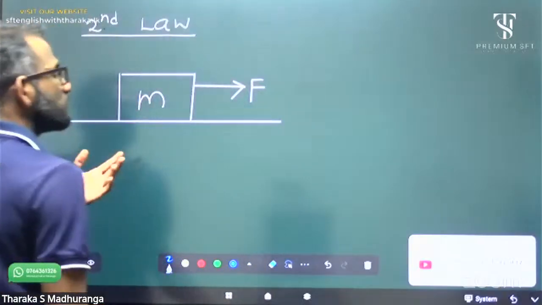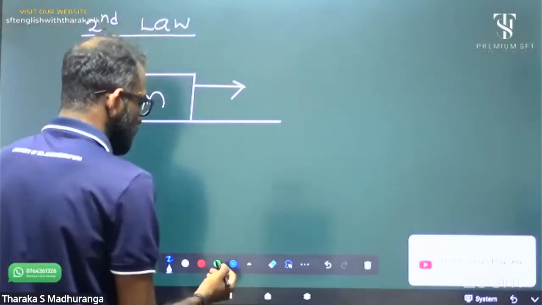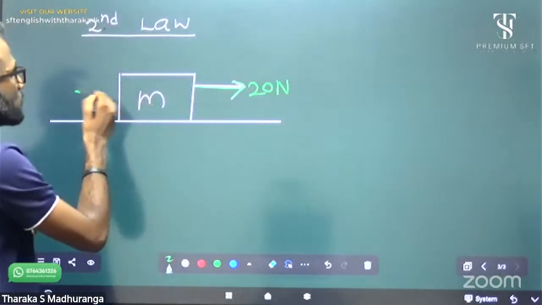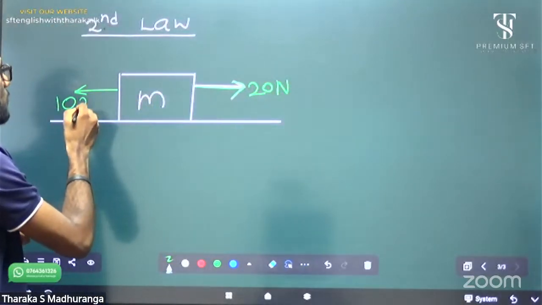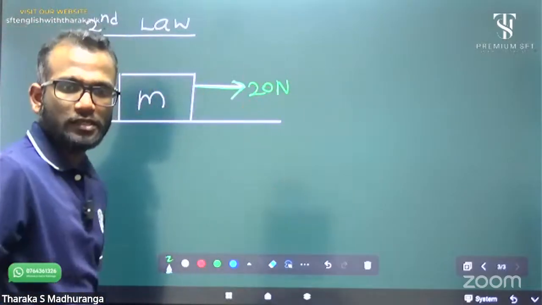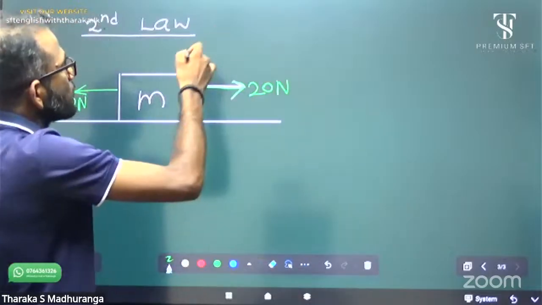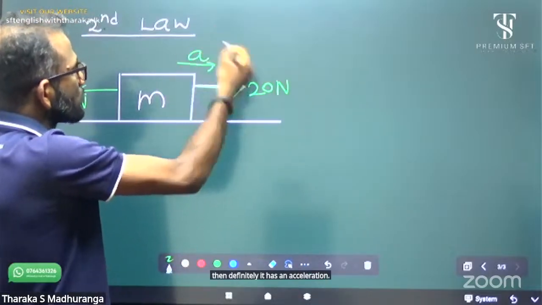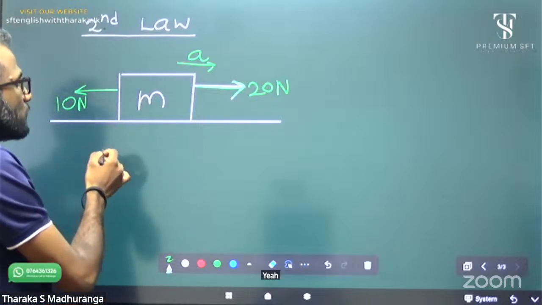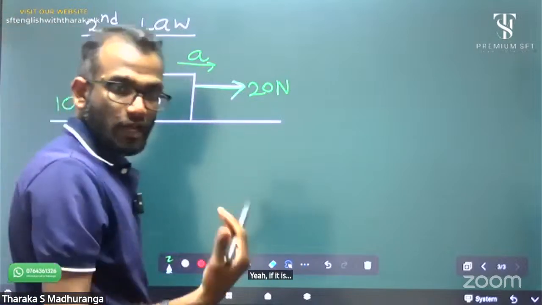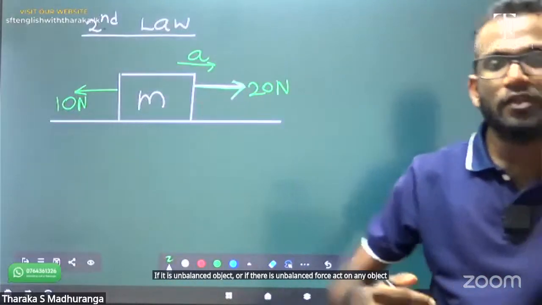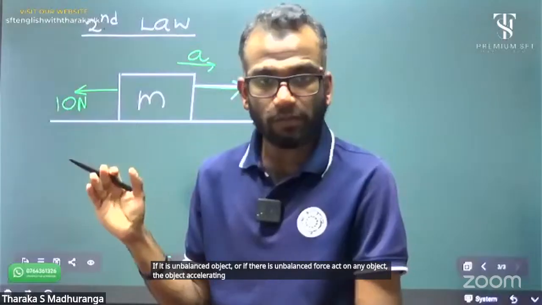I told, if there is an unbalanced force, let's take it this way so it's understandable. 20 Newton and 10 Newton. There is an unbalanced force, 10 Newton unbalanced force in this direction. Then definitely it has an acceleration. If there is an unbalanced force acting on any object, the object accelerates. This is Newton's second law.